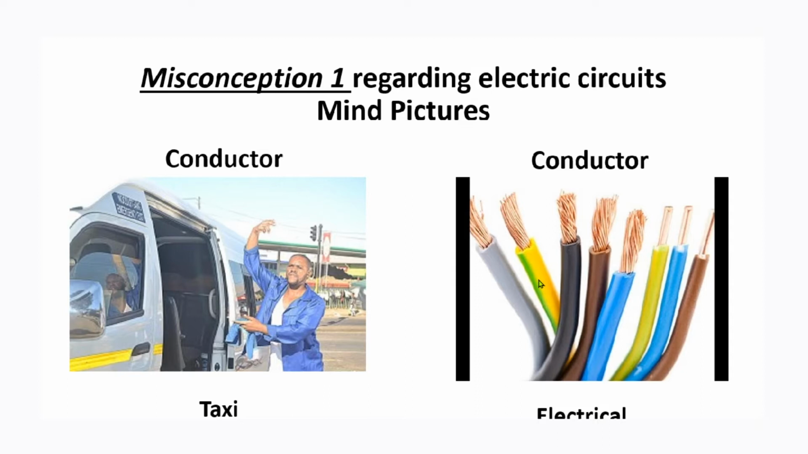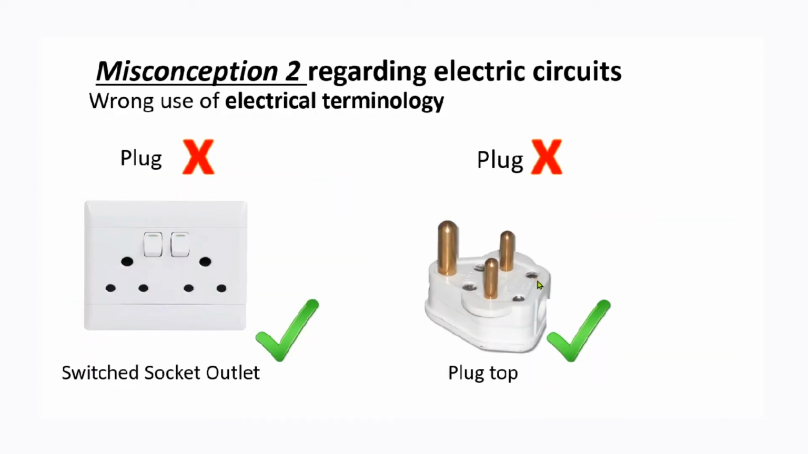And the picture on your right also shows you a conductor, but this is the conductor that we are referring to whenever we draw circuit diagrams. Don't mistake it for the person who collects money in the taxi. Okay? Misconception number two is these two particular items that you see here.